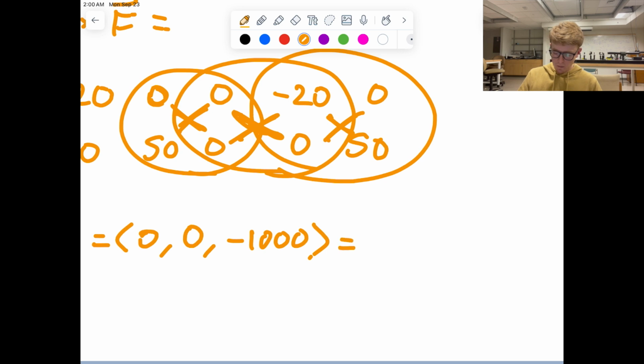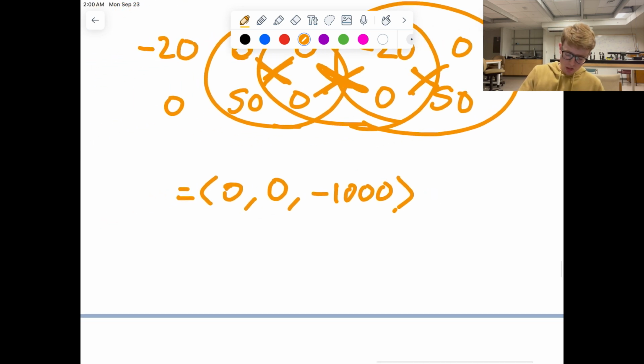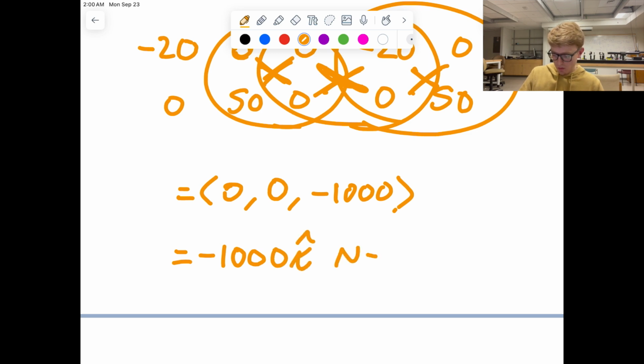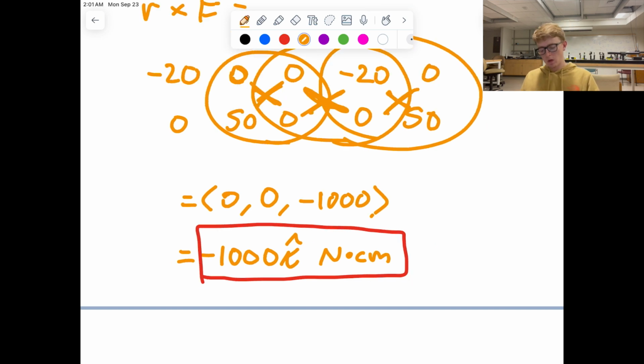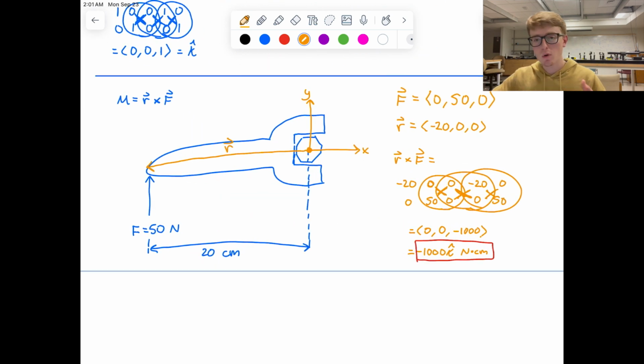So our answer overall is going to be -1000 k hat, and the units on that are newton centimeters. And there we go. So that's all. We get exactly what we expect.